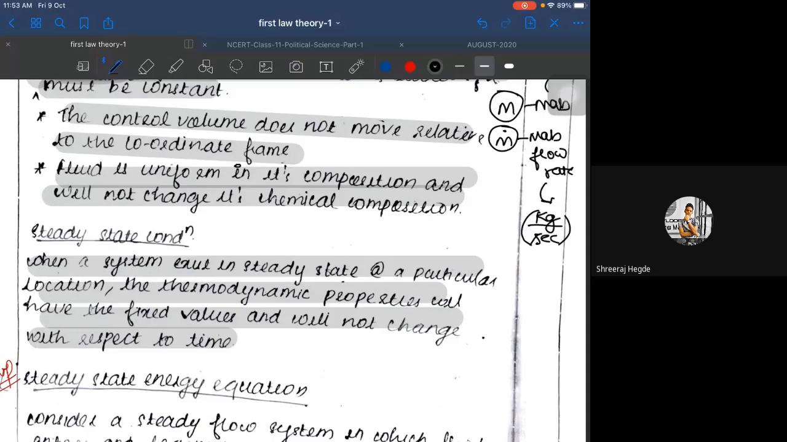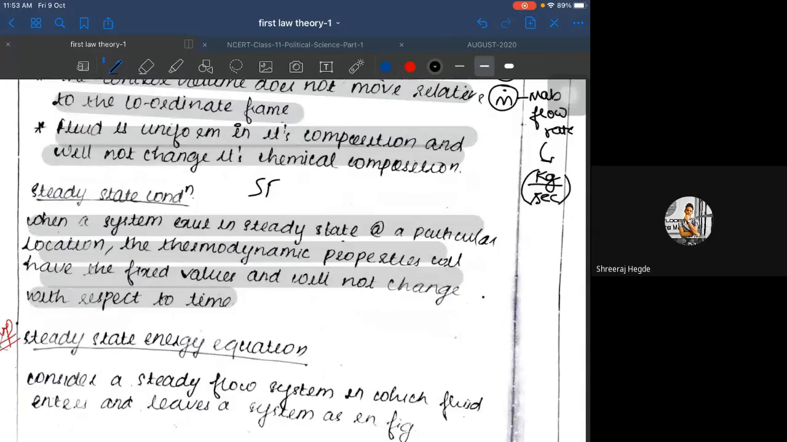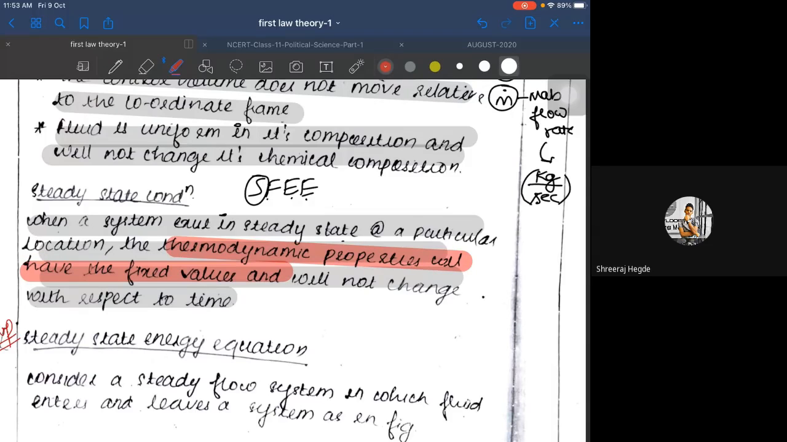Now, we have said that we are deriving an equation called SFEE, which is the steady flow energy equation. So what do you mean by a steady state condition? When a system exists in the steady state at a particular location, the thermodynamic properties will have fixed values. That is the steady state condition. So the thermodynamic properties will have fixed values and will not change with respect to time.